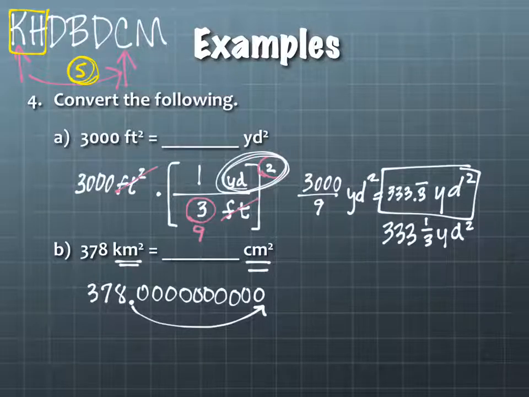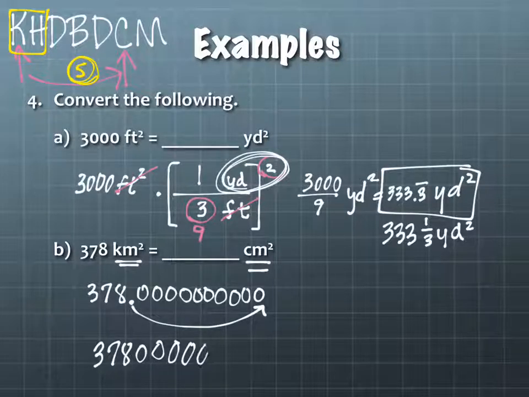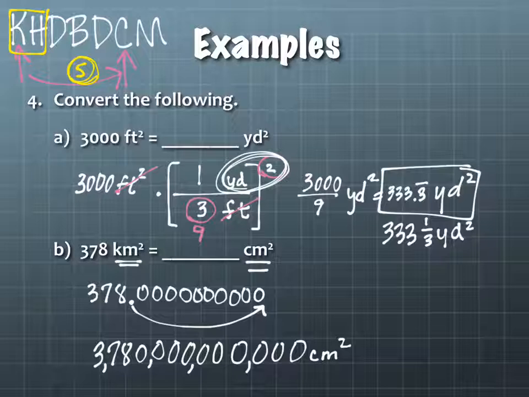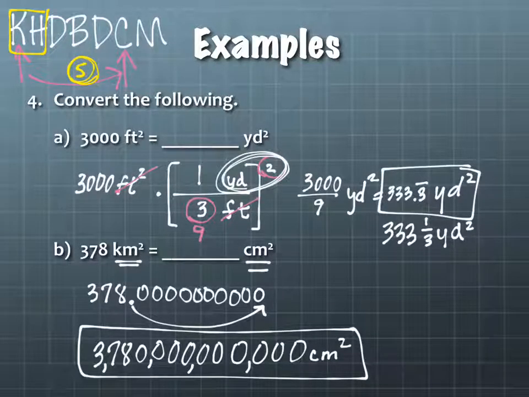All right, so I've got 378 followed by 10 zeros. Now I'm going to go back and try to put my commas in the right place. That's millions, billions. So it's 3.78 trillion. That's what this is. 3.78 trillion. What are my units? Centimeters squared, or square centimeters, right? So that's a fun expression right there. Okay, and we're going to pause right there for today.